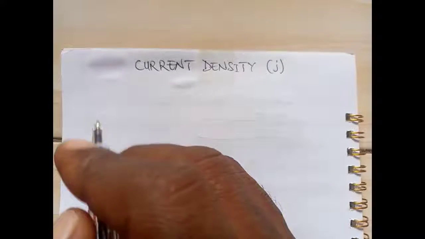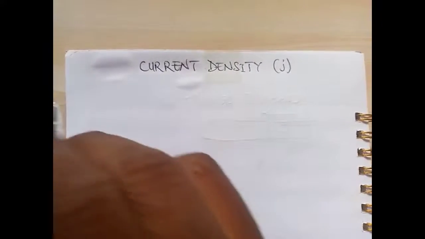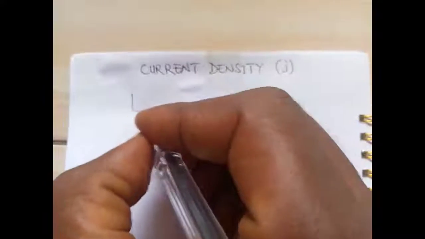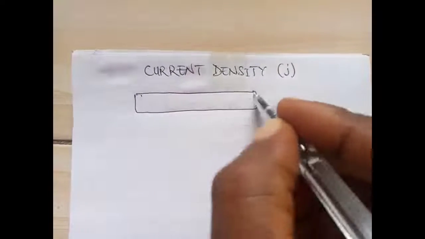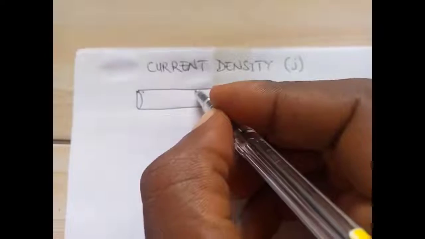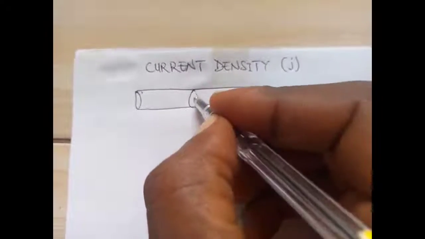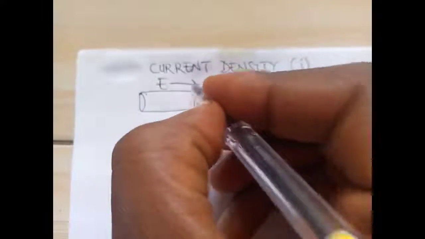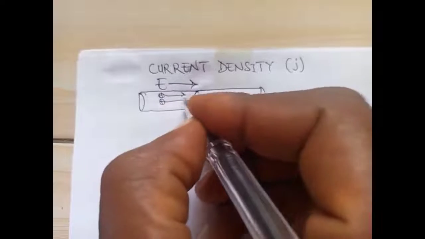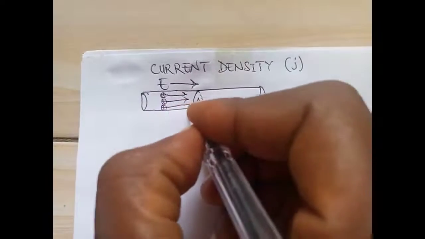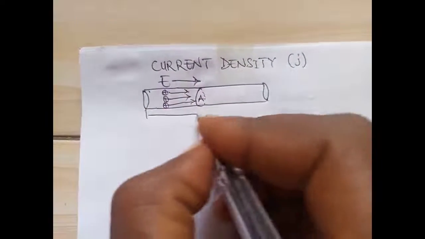In this video, we want to focus on current density. Small letter J is what we use to denote current density. For example, if we have a piece of wire that has a cross-sectional area A and it's experiencing an electric field, these are charges. This is the length L.